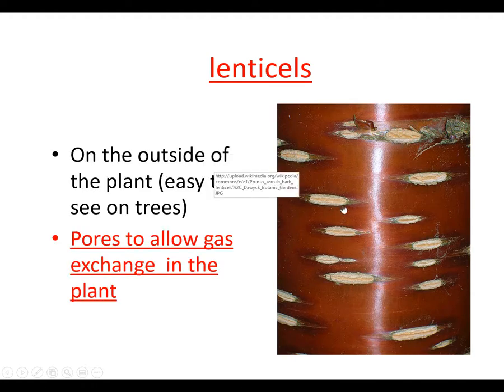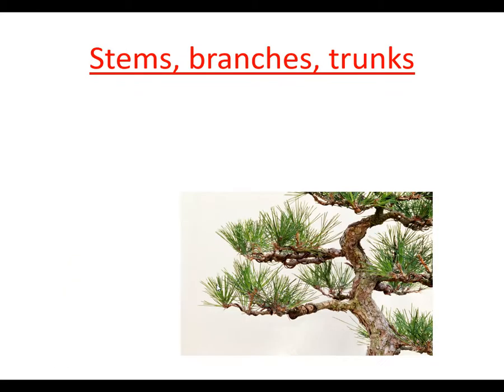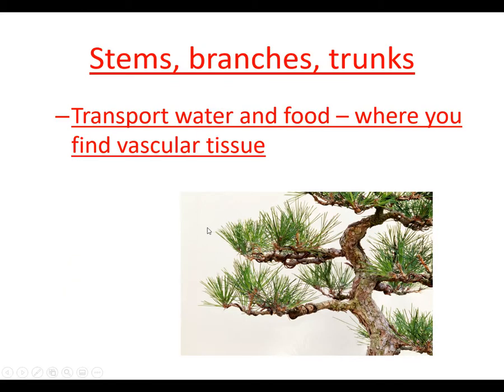These are called lenticels, and lenticels are really noticeable in trees. You also see them on fruits. They allow for gas exchange in the plant, and this can be a variety of gases. And it has to do with ripening and also getting carbon dioxide and oxygen gas exchange in the plant.